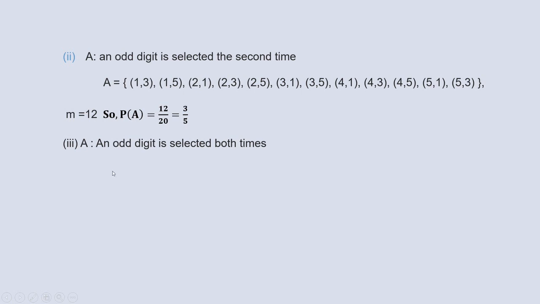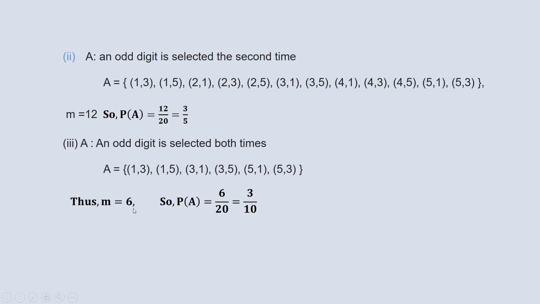For the number 3, let us define event A as an odd digit is selected both times. So if an odd digit is selected both times, we will have the following combinations. First is showing 1, 3, 1, 5, 3, 1, 3, 5, 5, 1, 5, 3, and nothing more than this. So the total number of favorable cases is m equal to 6. So the required probability is 6 by 20, that is 3 by 10.